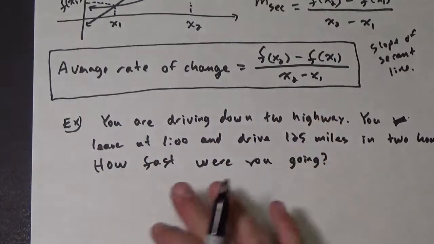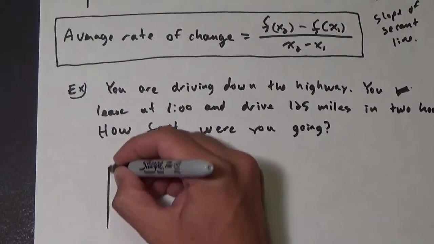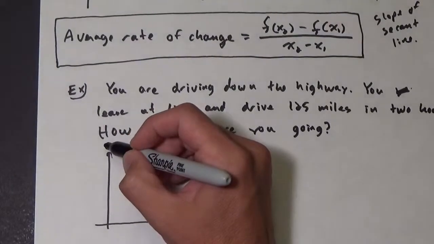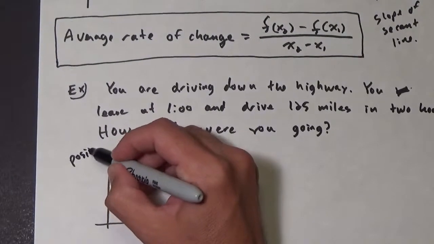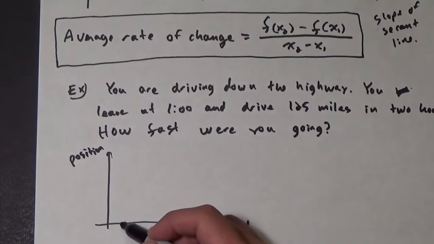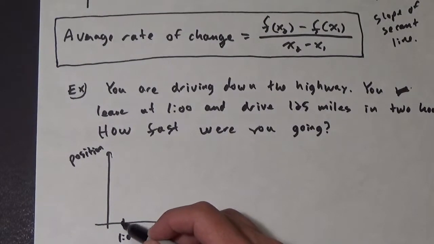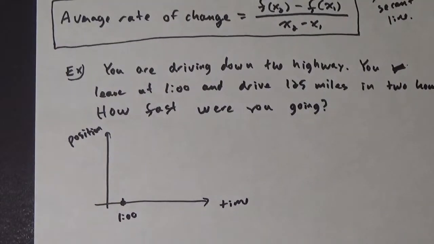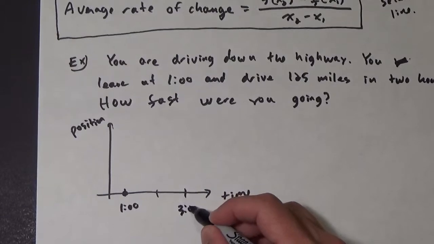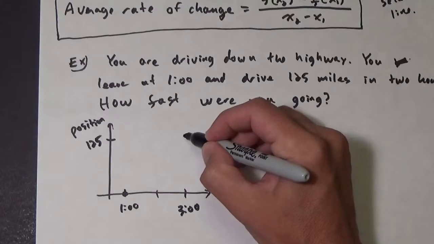Okay, so this is kind of a basic example, but it gives a general idea. If I were to try to sketch this out, so here's time, here is position. Now you start off at 1 o'clock, so we'll say this is 1 o'clock. You're at 0 hours, we'll just say it's 0 hours. And then after 2 hours, so we're at 3 o'clock, you're at 125 miles. And there we go.